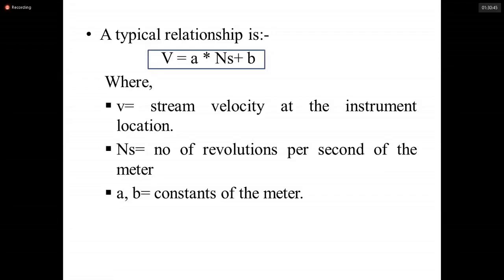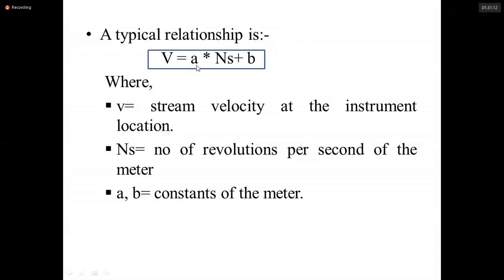The typical relationship is used. So this is the equation which is used to calculate the velocity. From the current meter, we can get the number of revolutions per second. So this is a standard equation for a particular current meter. From current meter to current meter, these A and B values vary.